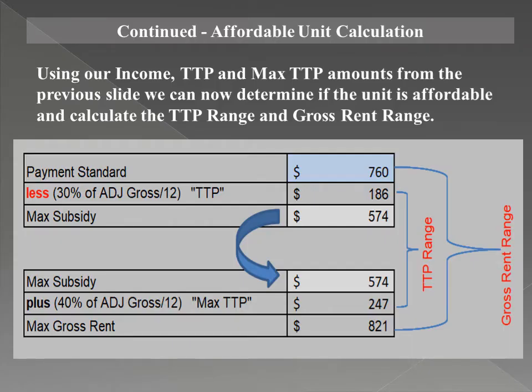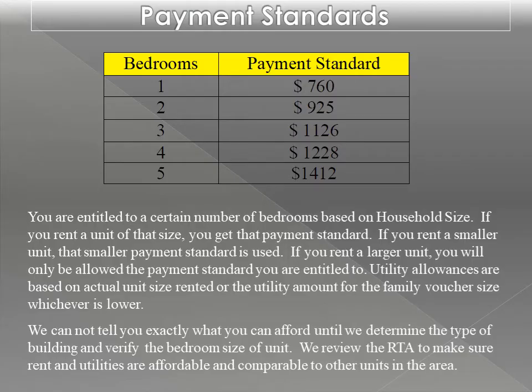Using our income, TTP, and max TTP amounts from the previous slide, we can now determine if the unit is affordable and calculate the TTP range and the gross rent range. You are entitled to a certain number of bedrooms based on household size. If you rent a unit the size of your voucher, you get that payment standard. If you rent a smaller unit, the smaller payment standard is used. If you rent a larger unit, you will only be allowed the payment standard on your voucher. Utility allowances are based on the actual unit size rented or the utility amount for the family voucher size, whichever is lower.